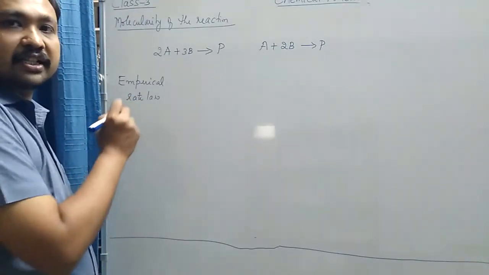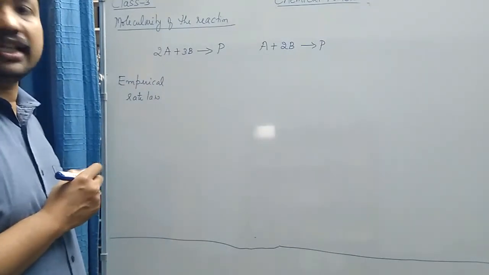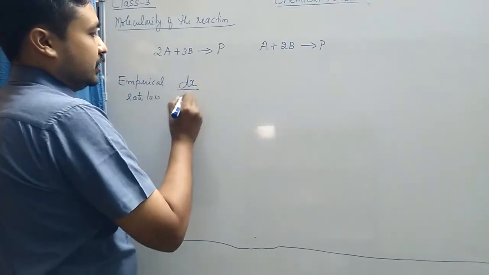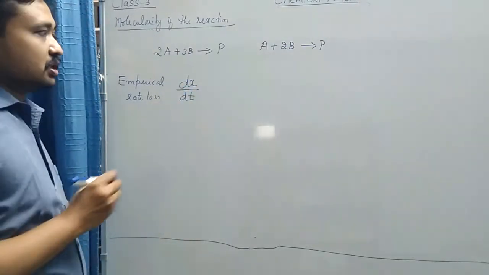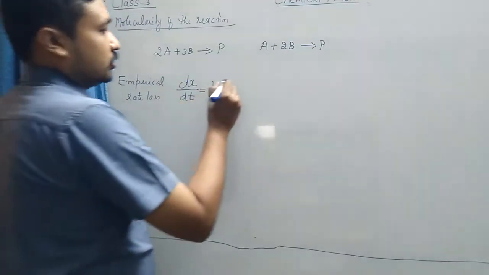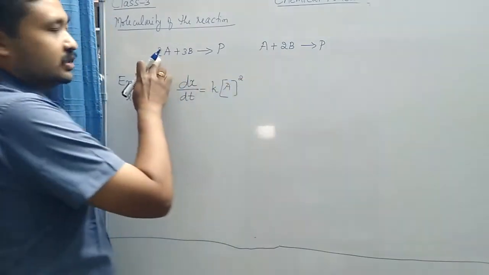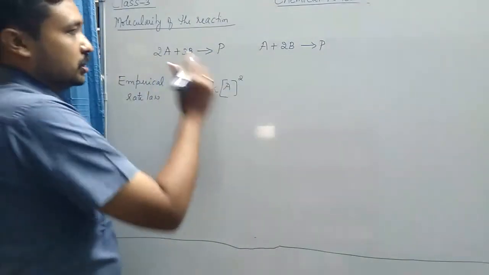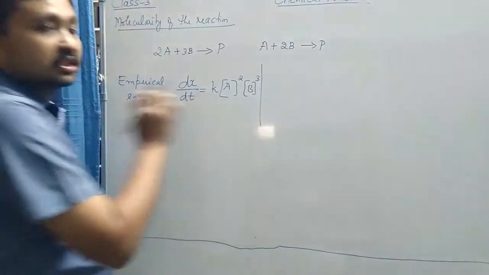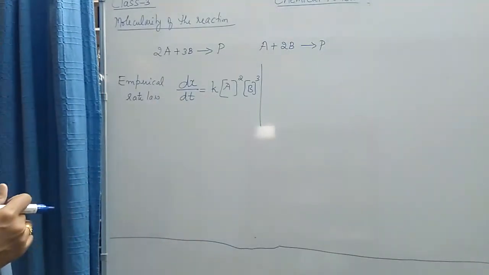Rate law is nothing but writing the rate in terms of rate constant and the concentration of the reactants. So for the first chemical reaction, dx by dt, that is the rate of the reaction, is equal to rate constant K into concentration of reactant A, which appears twice in the reaction, so A square, into concentration of B cube. Okay, so this is the empirical or the predicted rate equation or rate law for the first reaction.